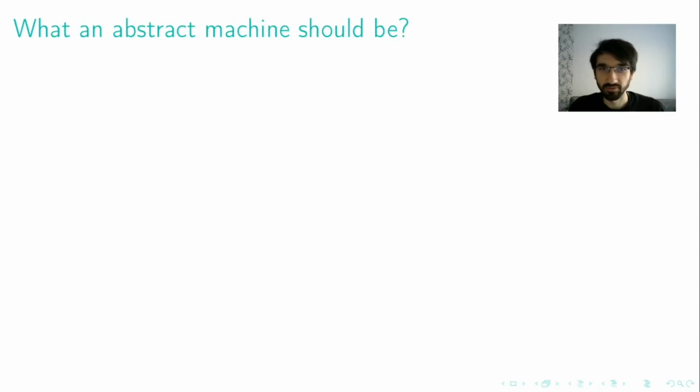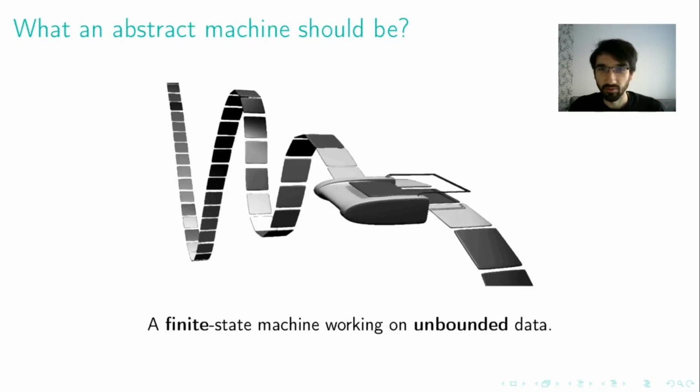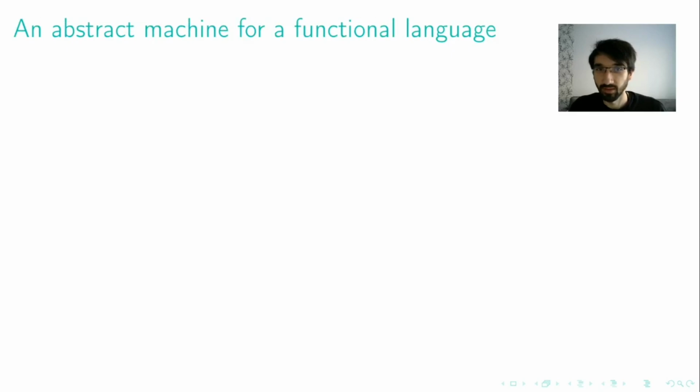And what should an abstract machine be? With this picture of a Turing machine, I would like to give an intuition that an abstract machine should be a finite state machine working on unbounded data, but only data, not higher order functions or other entities acting non-locally. And as an example of an abstract machine for a functional language, I will shortly show the well-known Crégut machine.